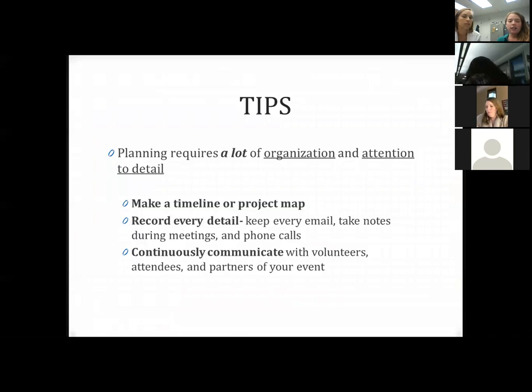Different little things that could be taken into consideration is creating a timeline right off the bat and a project map so that you can see the end project and have it go a little bit smoother. Recording details like your emails or taking notes during meetings or phone calls so that you know what's going on 6 months down the road and you don't forget what your conversations were about. And then continuous communication between those volunteers, the attendees, or your partners. You don't want something to drop just because you've stopped communicating with others.